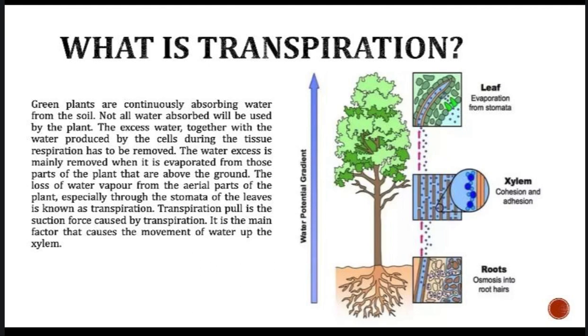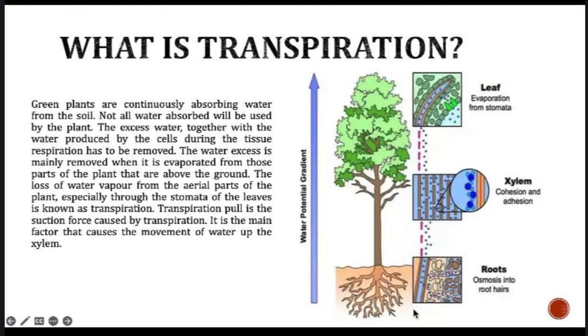Respiration is about breaking down food to release energy. So the excess water is mainly removed when it is evaporated from those parts of the plant that are above the ground. The loss of water vapor from aerial parts of the plant, especially through the stomata of the leaves, is known as transpiration. And transpiration pull is the suction force caused by transpiration. It is the main factor that causes the water movement up the xylem.